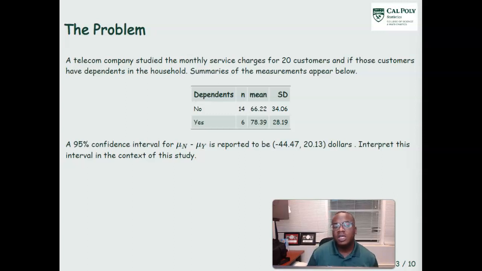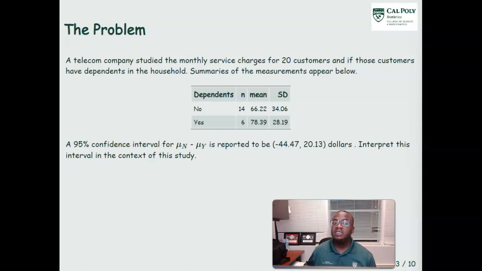And so then from there, we also have the standard deviation, which measures the variability, and the mean measures the center within the sample for each of the groups. You're asked to create a 95% confidence interval for mu no minus mu yes. And it's reported to be between negative $44.47 and $20.13. All right, so your responsibility is to interpret this interval in the context of this study.